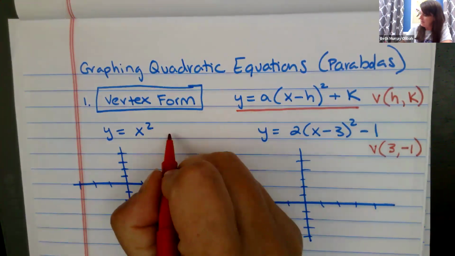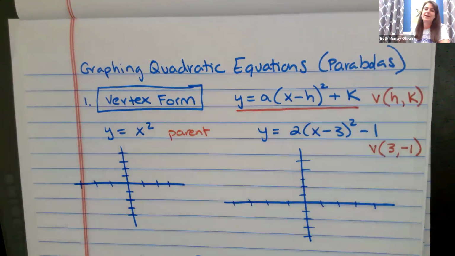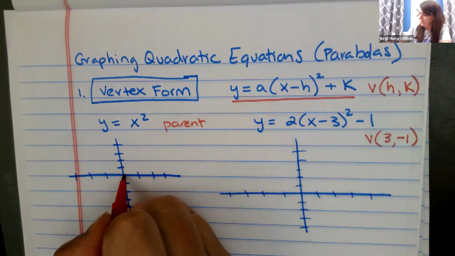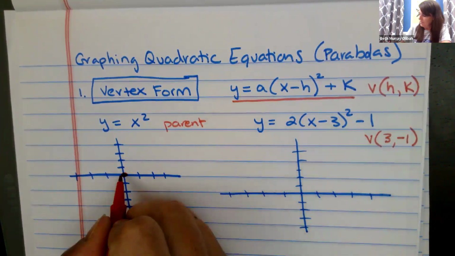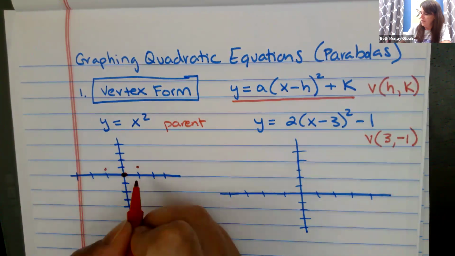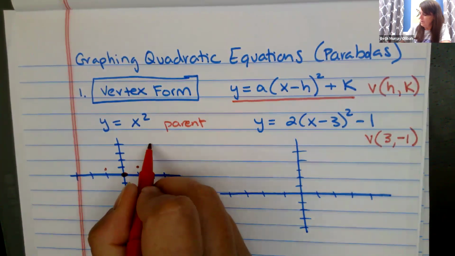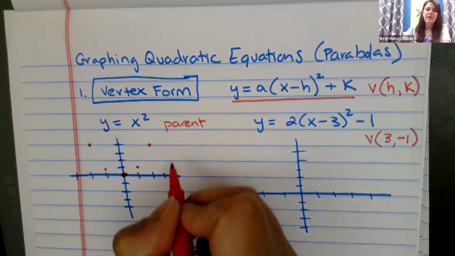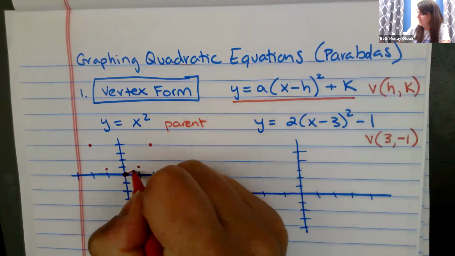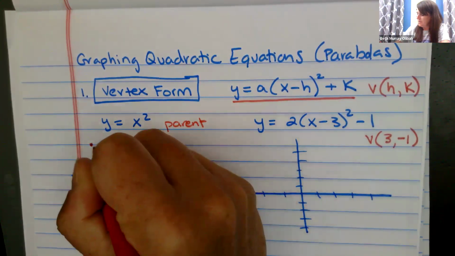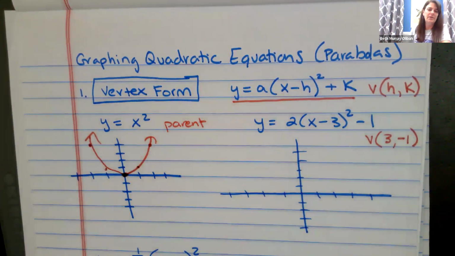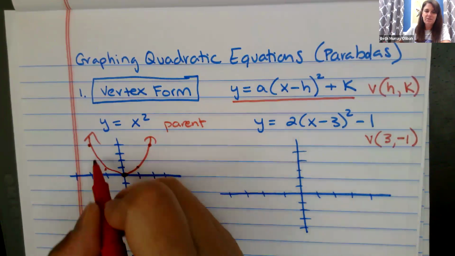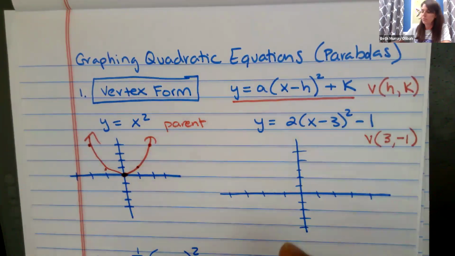So first, let's just look at the parent graph, which means what does a normal parabola look like when it's just y equals x squared? Well, it starts at 0, 0, goes over 1, up 1 on either side, and over 2, up 4, because we're squaring the 2 to get 4. If I went over 3, I'd have to go up 9, because I'd square the 3. So if you know what your normal parabola looks like, then you'll be able to use this information to graph this parabola wherever it moved.